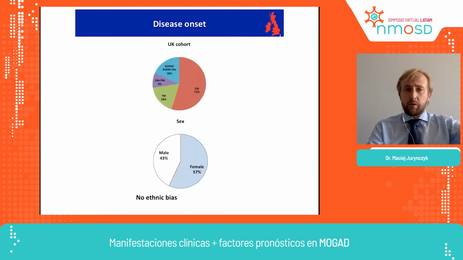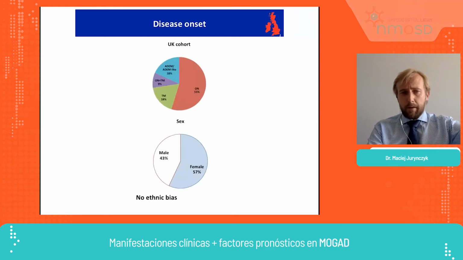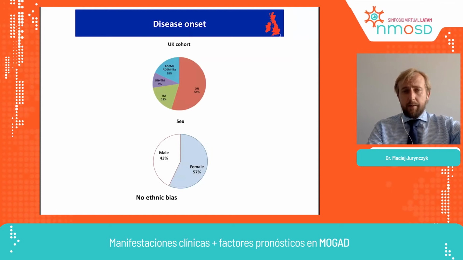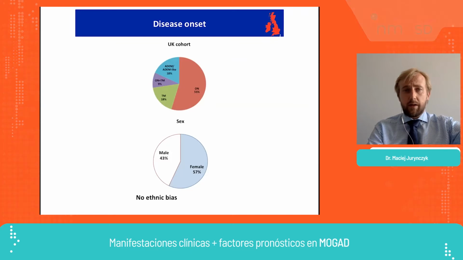In the total UK cohort, females were slightly more affected than males, but this difference was not very marked, and it was also replicated in other studies. The ethnic breakdown was as in the general population of the UK, therefore there was no ethnic bias identified for this condition. Most patients presented with optic neuritis, which was bilateral in about a half.